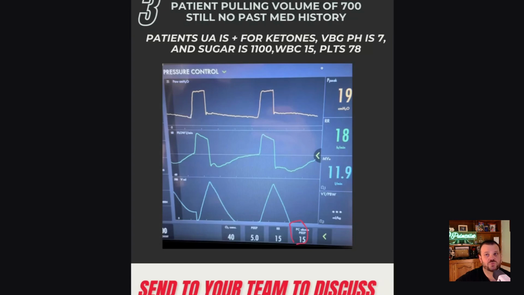We've intubated a patient with DKA, and then I'm going to make the argument that the patient could have COPD. I'm going to make that argument because of a few reasons. Number one is that you're getting a tremendous volume, like 700, without that much change in pressure. So you're going from a PEEP of 5 with an inspiratory pressure of 15. And the patient's active now because we set the respiratory rate at 15, but they're breathing 18.